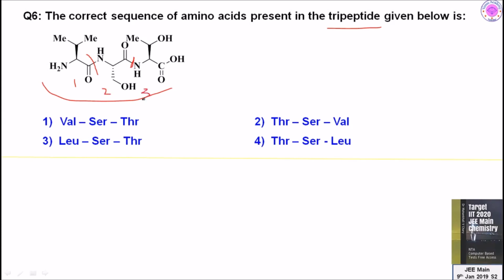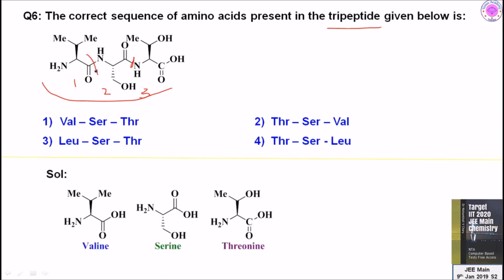Dear friends, let us see what the first amino acid is. How many carbons are there? 1 2 3 4 5. 5 carbon means, yes, valine. The 5 carbon amino acid is valine, right? So valine is the first option. Next, what is this? Serine. This is serine, friends. The second option is serine, followed by threonine. What is this? This is threonine, hydroxy, and one methyl is extra with respect to serine. This threonine consists of one methyl extra. So valine, serine, threonine is the correct option, friends.